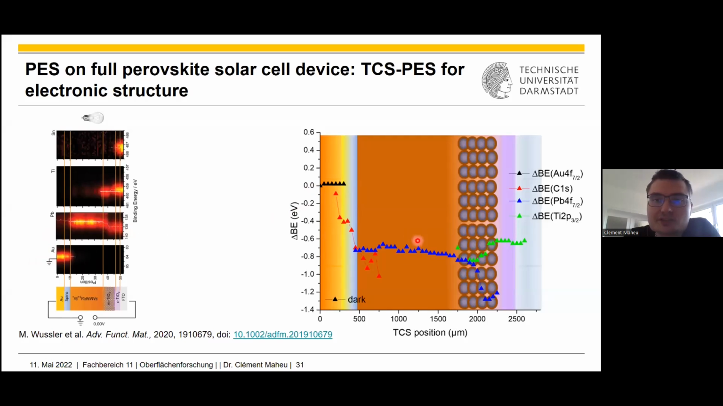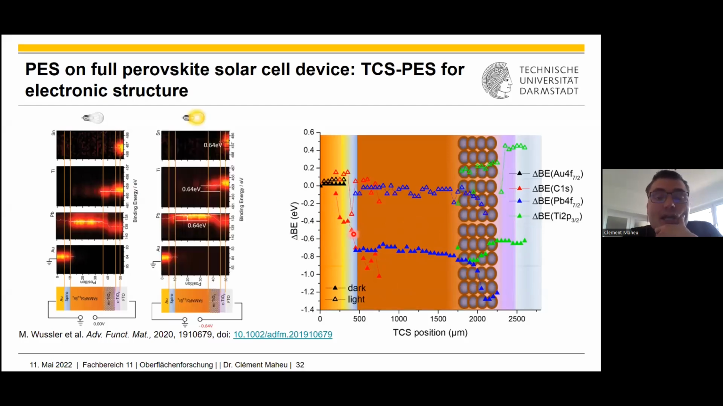And so you can then draw such a diagram where you see the lead going down. You can do that for carbon, you can do that for titanium dioxide, which gives you evidence of bending inside a different layer of your solar cell. And you can see that you have quite a strong bending at the hole extraction layer perovskite interface. And the good thing with the tapered cross-section is that once you create it, you have access to every layer at the same time. So you can apply some voltage, you can shine some light on your material.